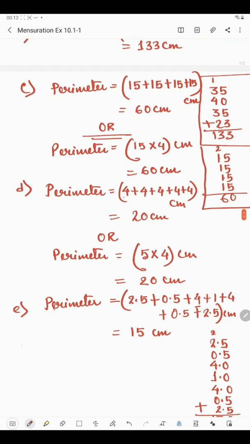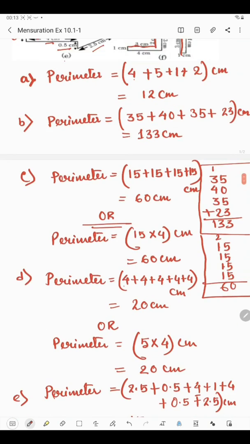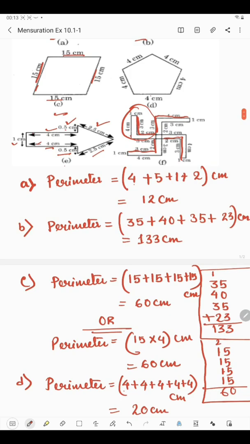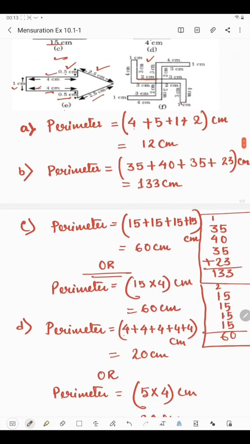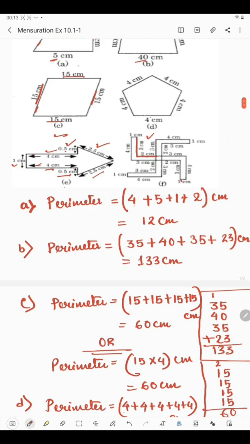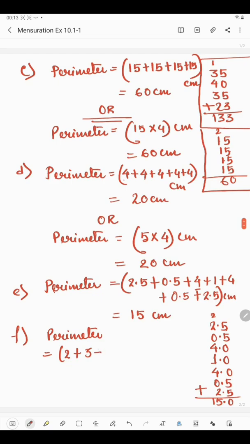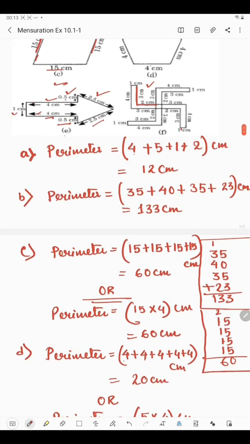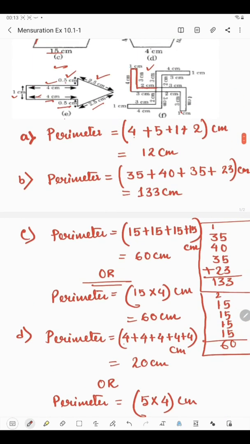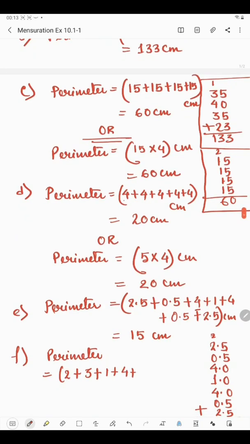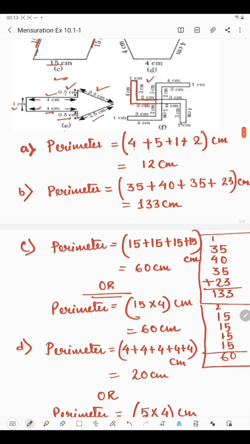So we'll write perimeter is, just take 1 L here, so we can start with any L. So let us start with this L. So here we have 2 centimeter, then after 2 centimeter 3 centimeter, then 1 centimeter, then 4 centimeter and 3 centimeter.